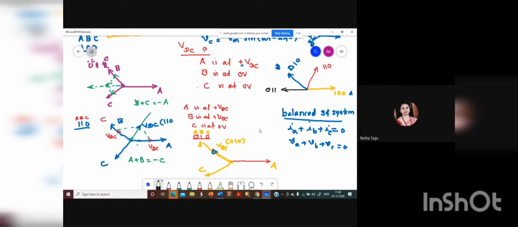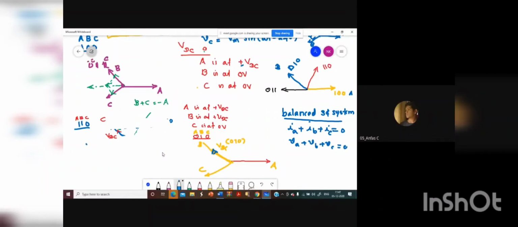Then how can you represent your 0, 0, 1? Can anyone represent 0, 0, 1? You are having the ABC structure. Can anyone draw the 0, 0, 1? So 0, 0, 1 means A and B, as somebody is telling, will be at 0 volt, and it will be through C, right?